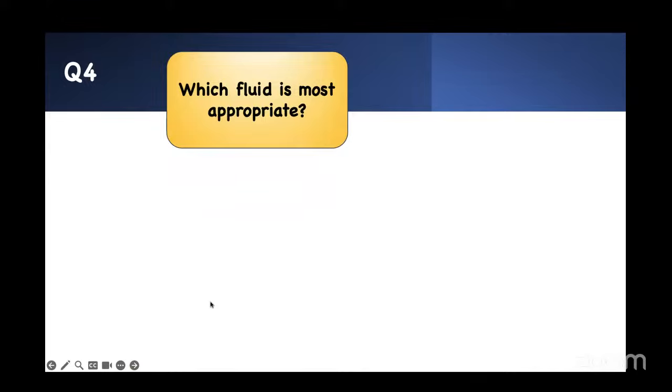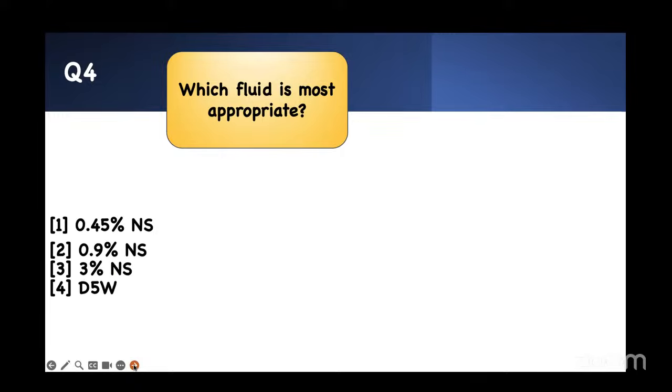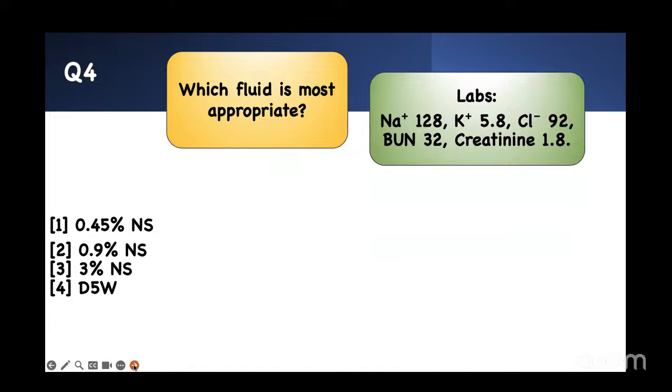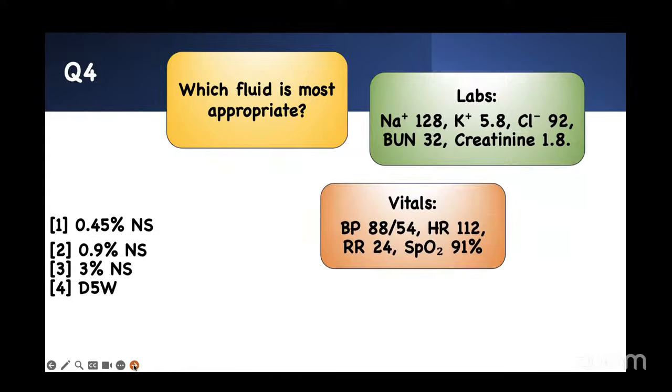Now, what fluid is the most appropriate? The fluid that is appropriate for somebody who is hypotensive, whose sodium is low. What do you think we should give them? 0.45% normal saline, 0.9% normal saline, 3% normal saline, and D5W. Think about it. The sodium is low. I have low sodium. And my blood pressure is also low. But my creatinine is 1.8. My BUN is 32. If you have to choose a fluid, which fluid will you give to this patient?